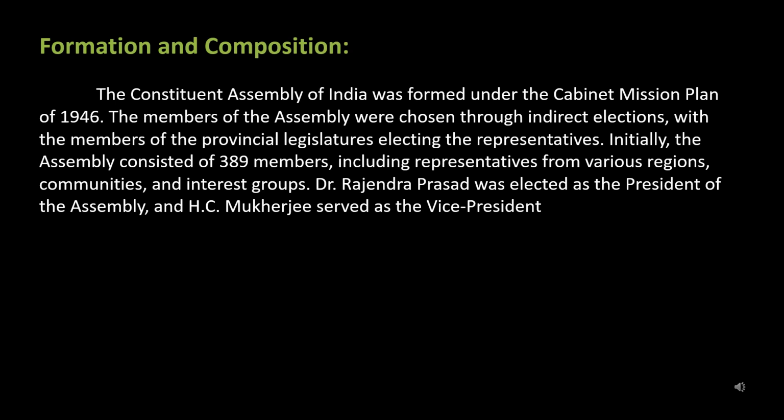Formation and composition. The Constituent Assembly of India was formed under the Cabinet Mission Plan of 1946. The members of the Assembly were chosen through indirect elections, with the members of the provincial legislatures electing the representatives. Initially, the Assembly consisted of 389 members, including representatives from various regions, communities, and interest groups. Dr. Rajendra Prasad was elected as the President of the Assembly, and H.C. Mukherjee served as the Vice President.